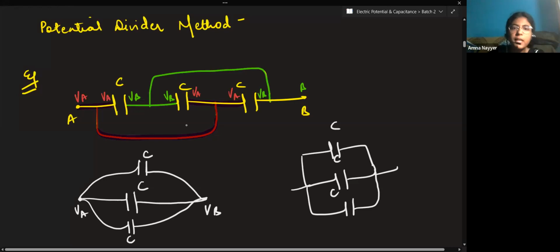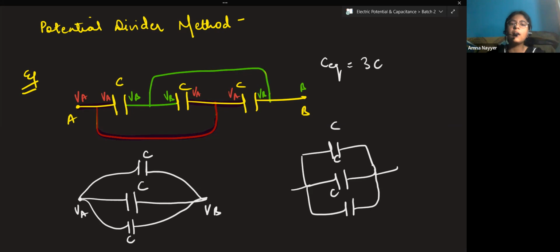So C, these are given. If this circuit was given to you, 3 capacitors connected in this manner, and equivalent capacitance was asked, simply the answer would be 3C. Reason: you have to add all the capacitors. This way you will calculate. You just have to identify whether they are connected in series or parallel.